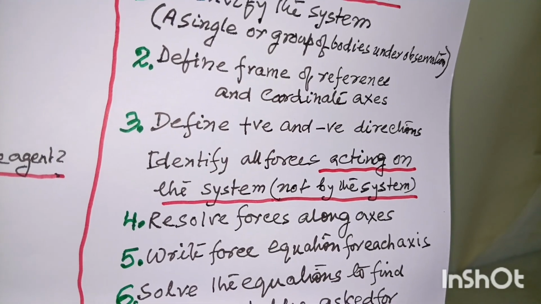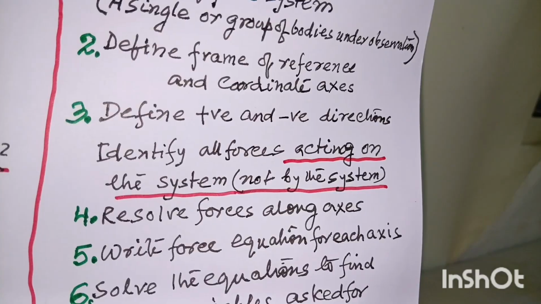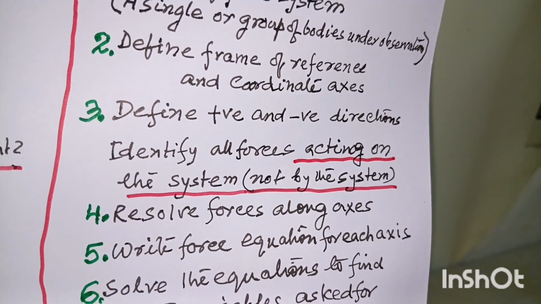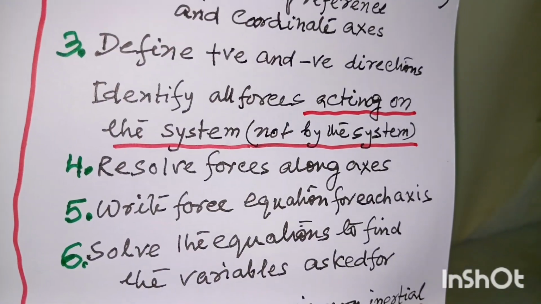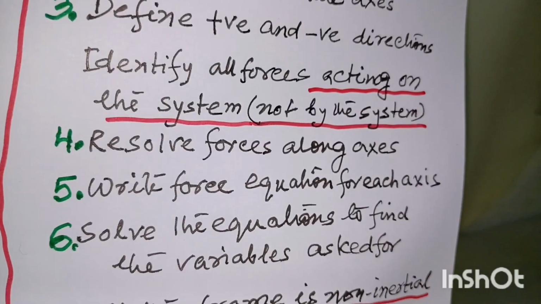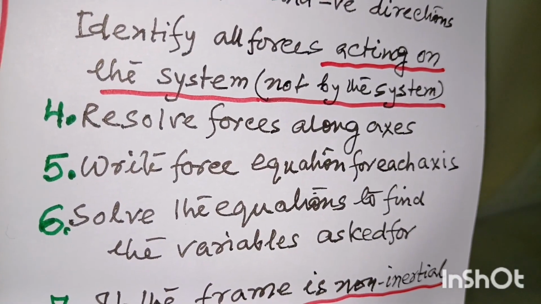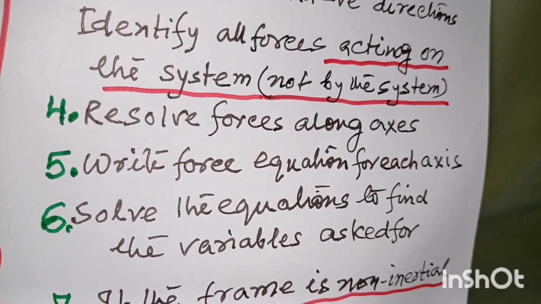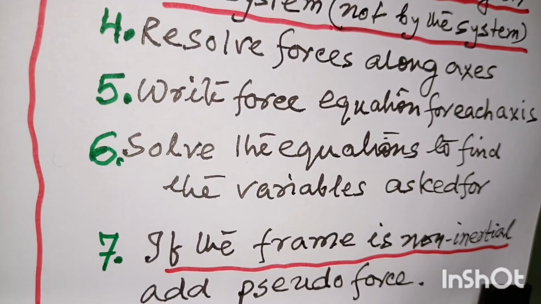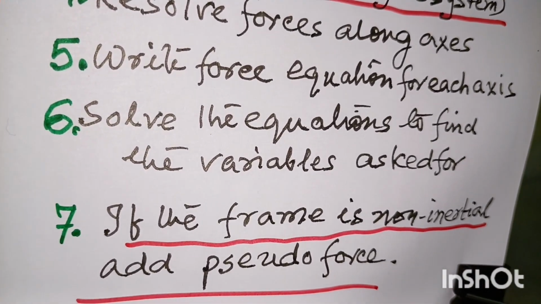After doing this, we have to identify all the forces, I have underlined, acting on the system, not by the system. This is the most important phrase. And then after that, we resolve the forces along the axes, and then we write the equation for each axis considering positive and negative directions. After that, we solve those equations and find the variables asked for, which may be any force or the acceleration.